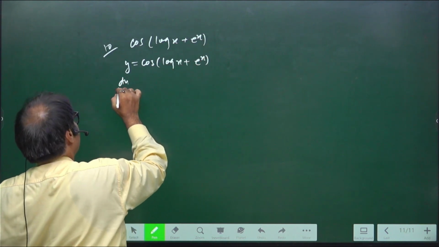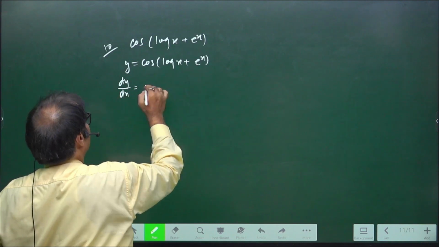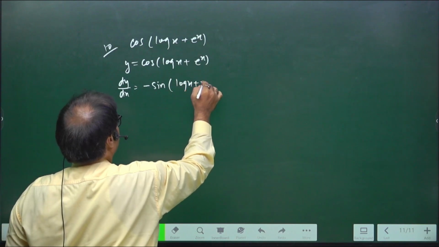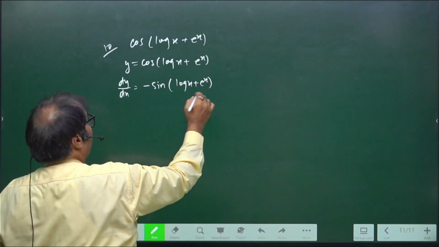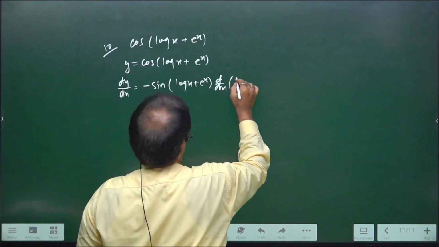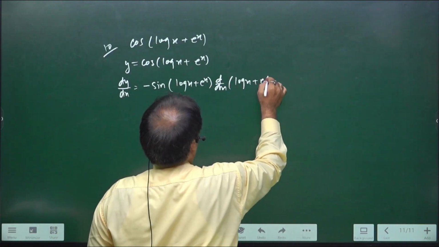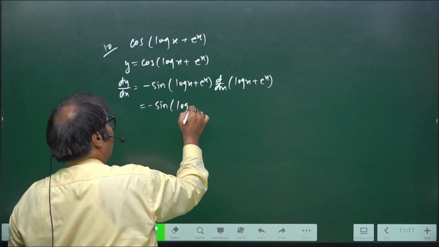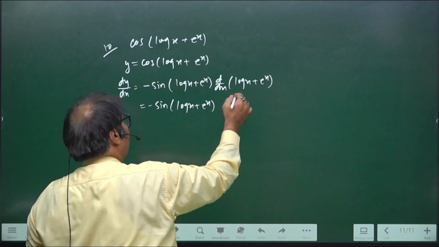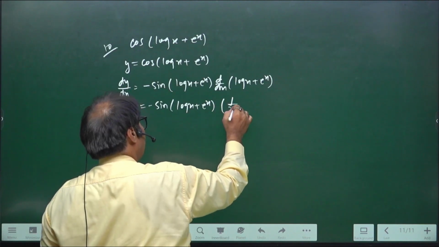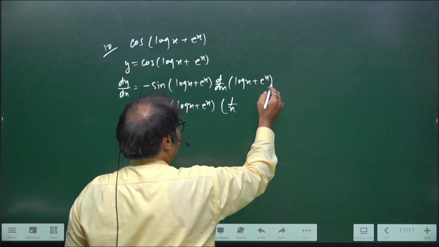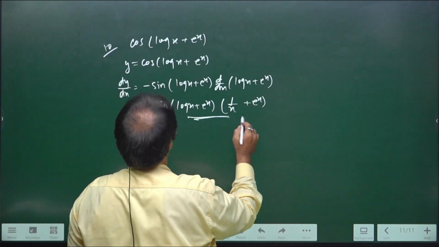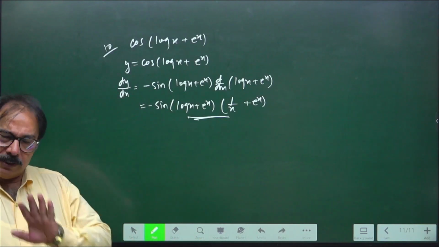So dy by dx is equal to the derivative of cos theta, that is minus sine theta, so minus sine of log x plus e to the power x. Okay, and what is left, into d by dx of log x plus e to the power x. So finally it is minus sine of log x plus e to the power x, and the derivative of log x, as we read earlier, is 1 by x, and the derivative of e to the power x is e to the power x. So we can leave the answer here only because there is no further solution.